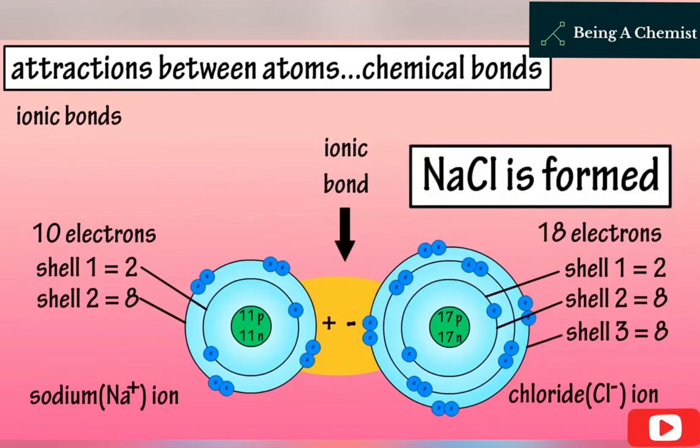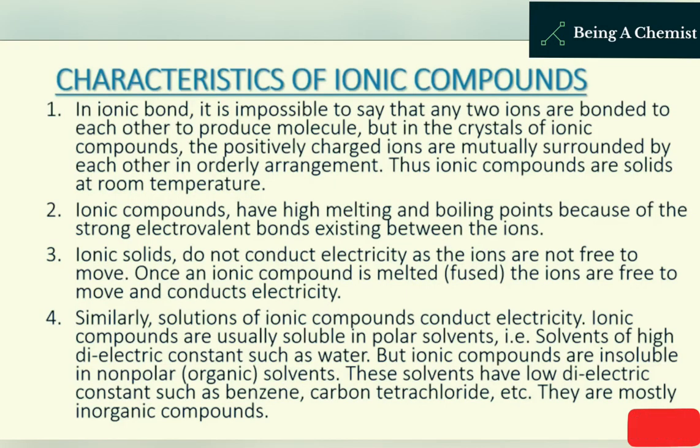So here NaCl is formed, which has 2 charges, positive and negative, held together because of the electrostatic force found between them. So an ionic bond is formed. Now have a look at the characteristics of ionic compounds.